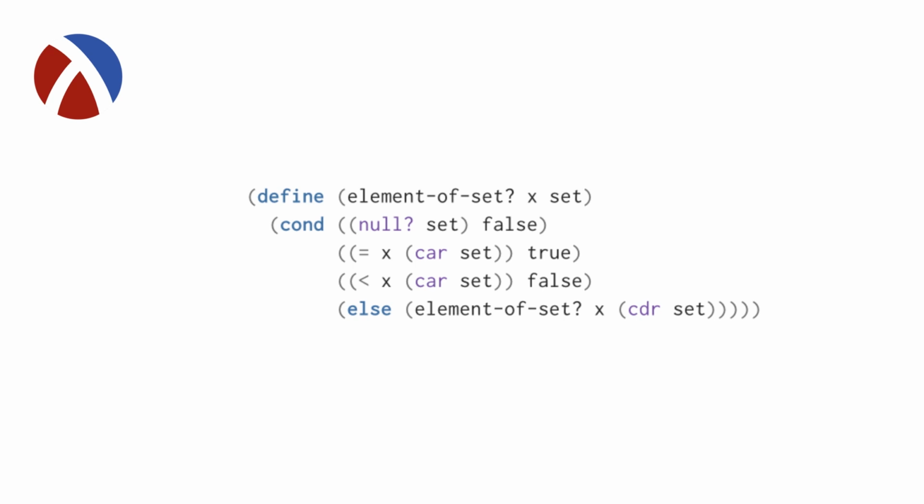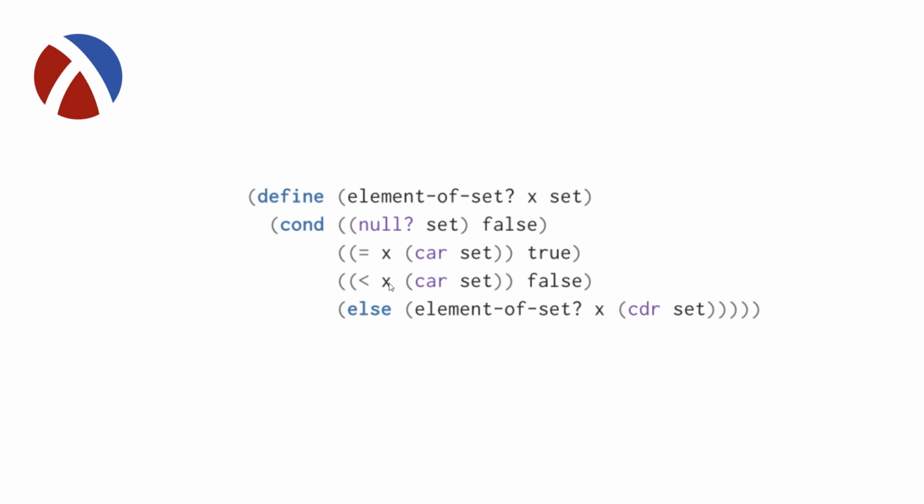So here is the revised implementation of element of set, given that we have a sorted list of numbers. The only difference here is that we're able to short circuit, meaning that we don't need to recurse down all of the elements of our list if we hit the following clause in our conditional expression. If the element we're looking for is less than the first element of our remaining list, we know there's no way we're going to find that element, because it's in sorted order.